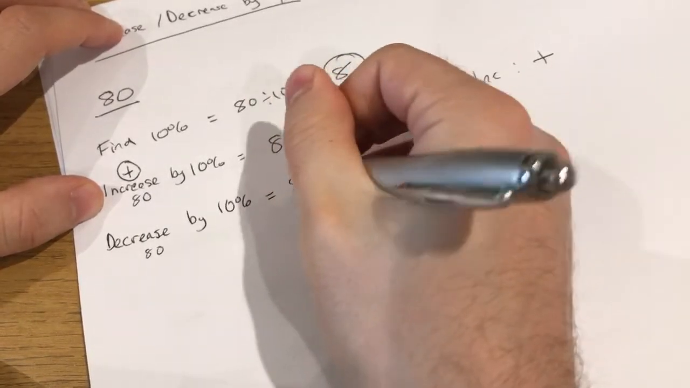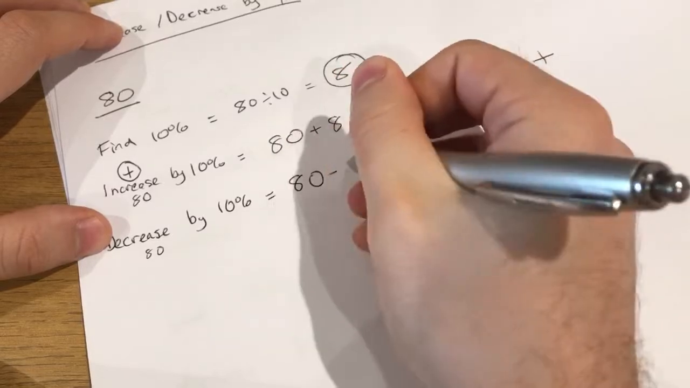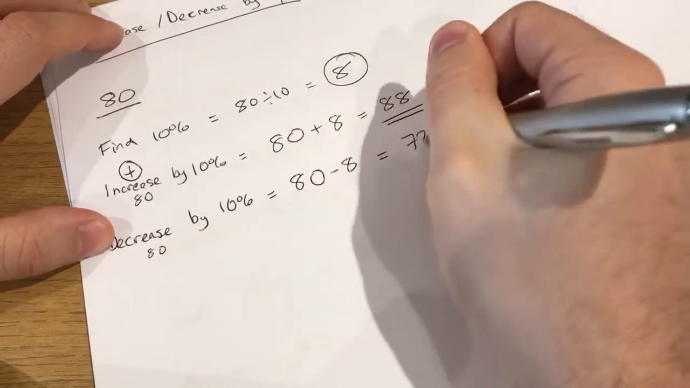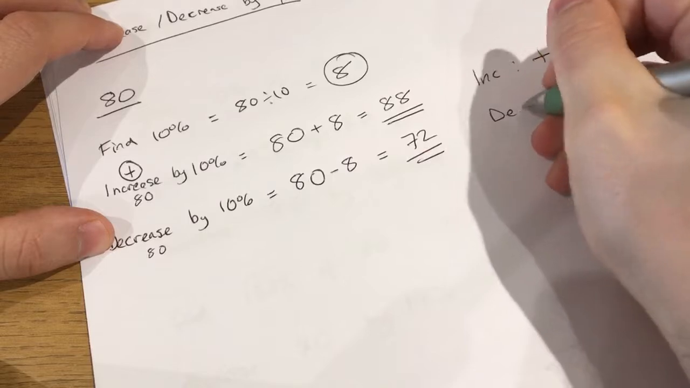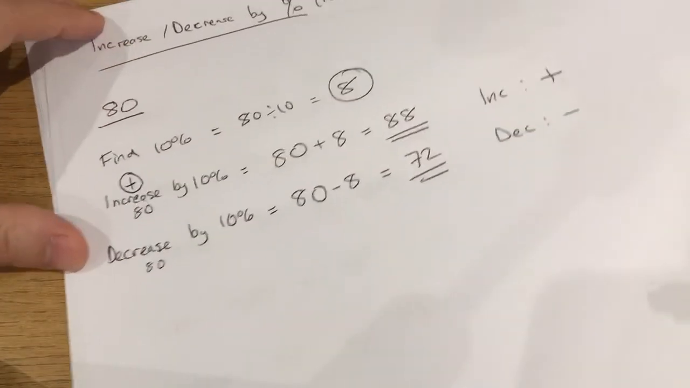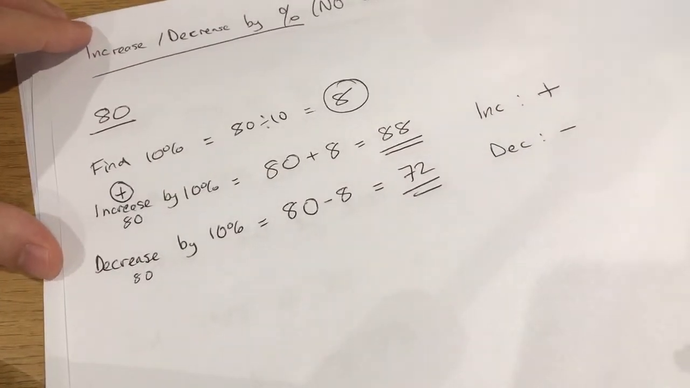Decrease, I'm sure you worked it out. Start with the 80, this time take away the 8, 72. So decrease, just take away. That's increasing and decreasing by percentages without a calculator.